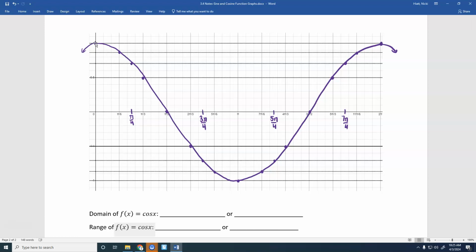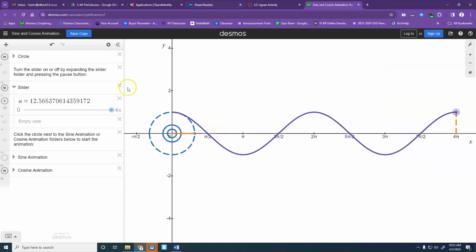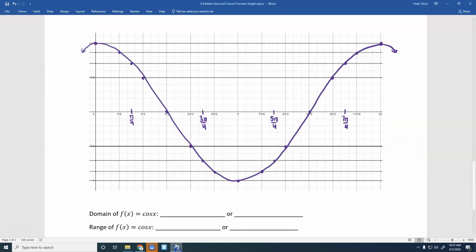But if you look at these two graphs together, like if I go over here to Desmos and I turn both of these on, they look a lot the same. It's just one of them starts in a different position. They're kind of slid over from each other. Let's add in y-intercept here. For cosine, my y-intercept is 0, 1.